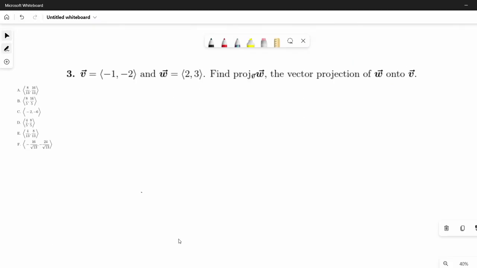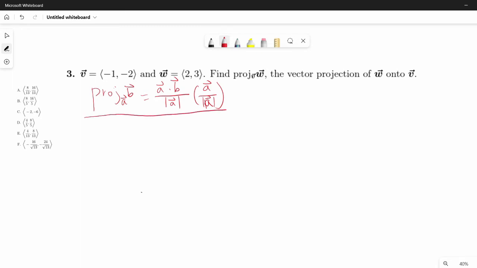So for question 3, we're given 2 vectors, and we have defined a projection of vector W onto vector V. So first, let's write down the projection equation. Let's say a vector A and B. The projection of B onto A would just be the dot product of the vectors over the length of vector A times the unit vector, which is the vector divided by the length. So that will be important.